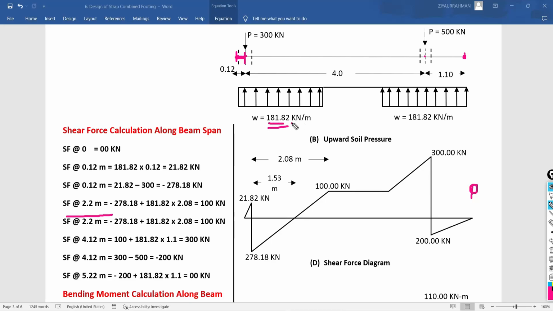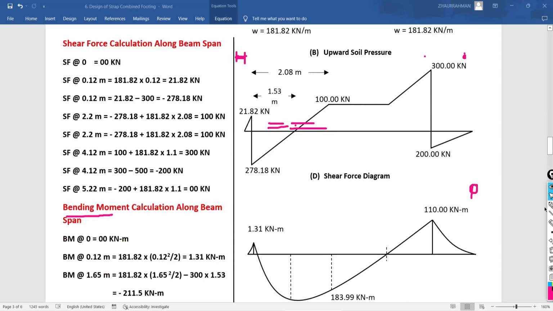181.82 kilonewton per meter. So either you can go with this calculation, let me show you. It is going to become 181.82 multiplied by the cantilever projection beyond the center of the column, which is only 0.12 meter. So 0.12 squared divided by 2 because it is a cantilever projection. So we are getting the bending moment under the column C1 as 1.31 kilonewton meter. It is the positive bending moment, a sagging bending moment.